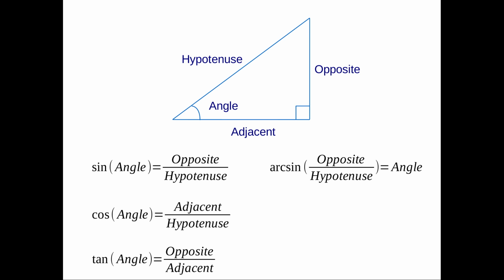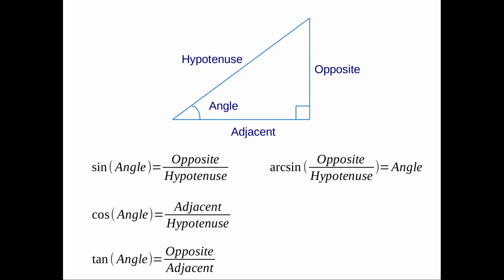Sometimes you end up in the opposite situation though. Sometimes you don't know the angle. Sometimes you know 2 side lengths and nothing else. And the question is, what's the angle? Well, if you find yourself in that situation, you want to use the inverse functions that are capable of taking a ratio and telling you what angle produced that ratio.